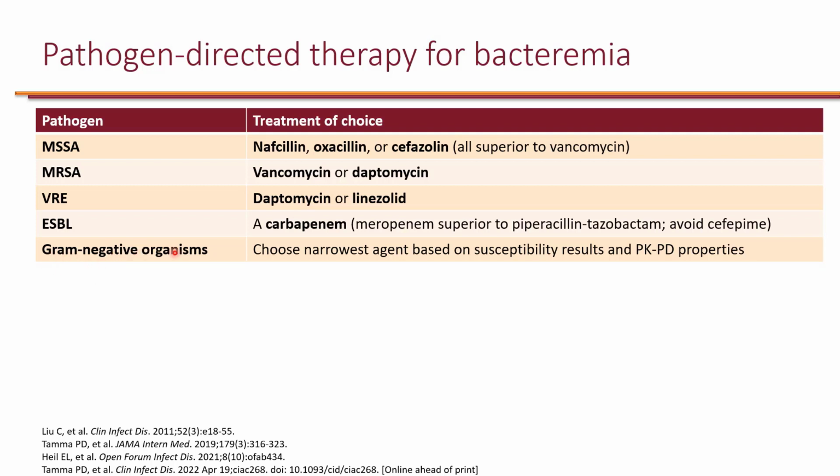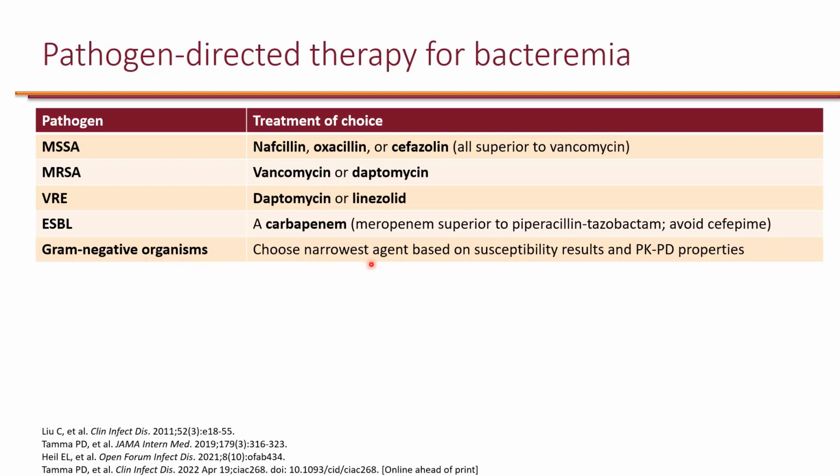So other gram-negative organisms that are pretty much easy to treat, things like a normal E. coli that's not resistant to multiple drugs, or even Pseudomonas that's not resistant to multiple drugs. So essentially wild-type gram-negative organisms.